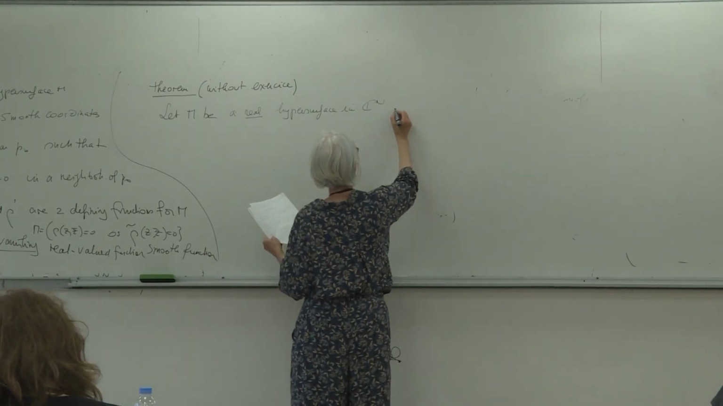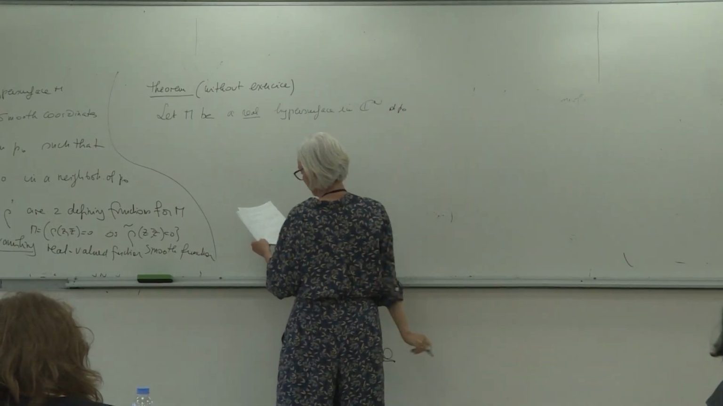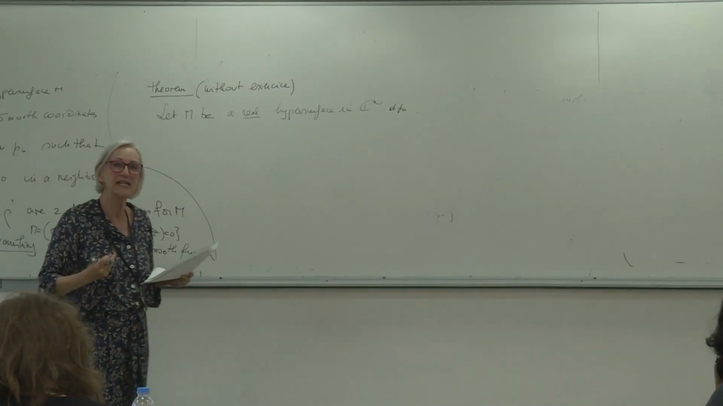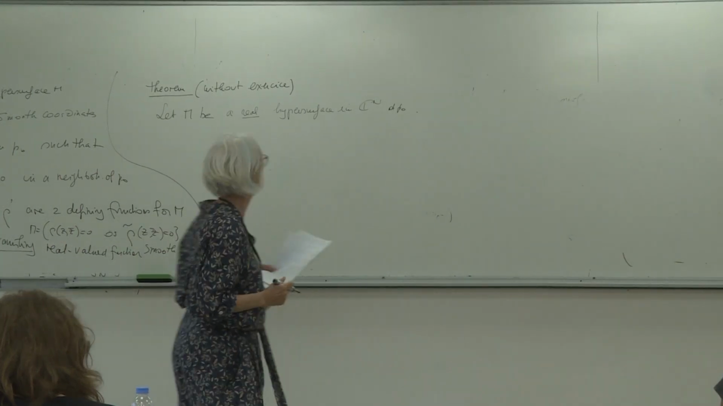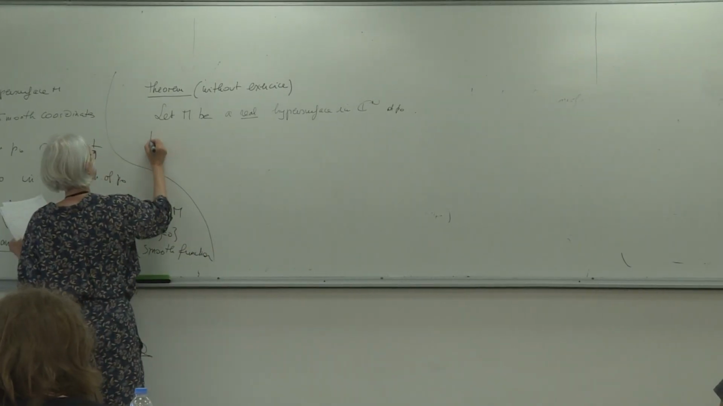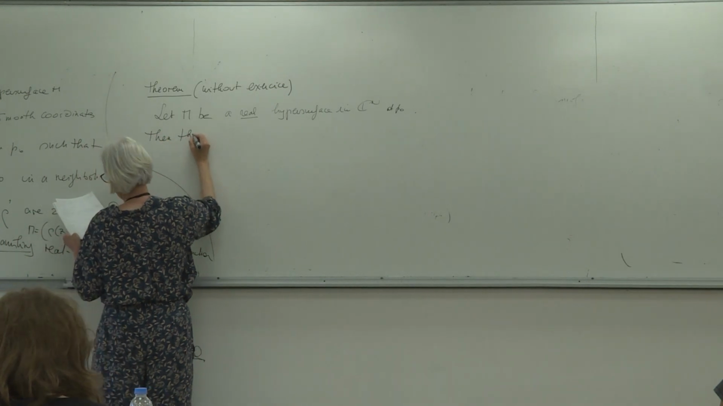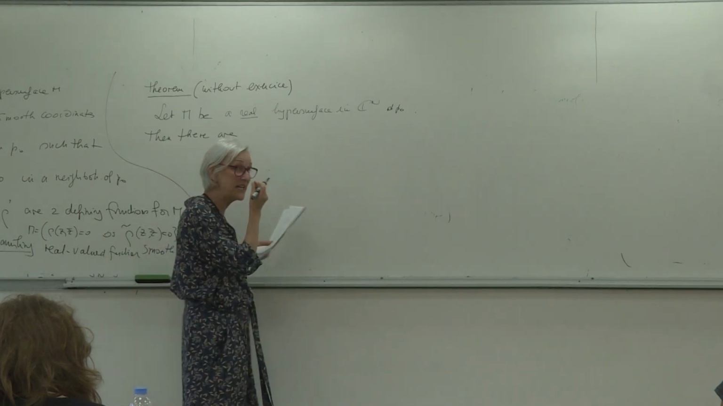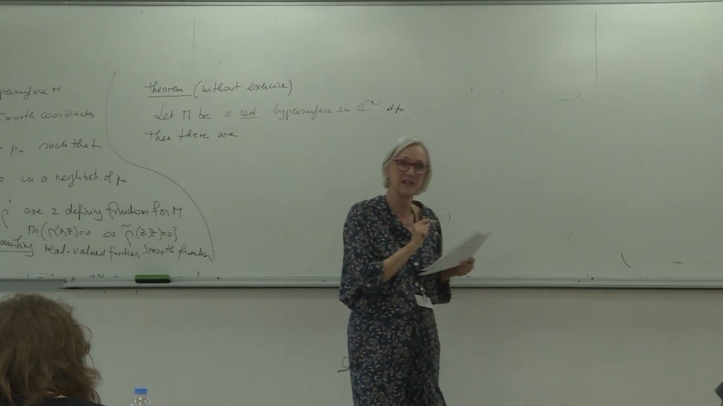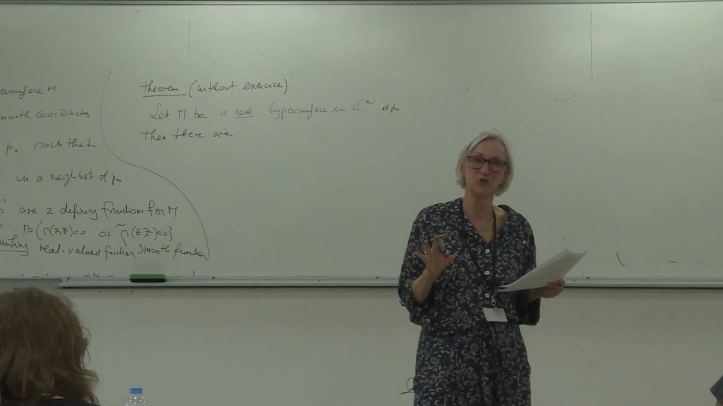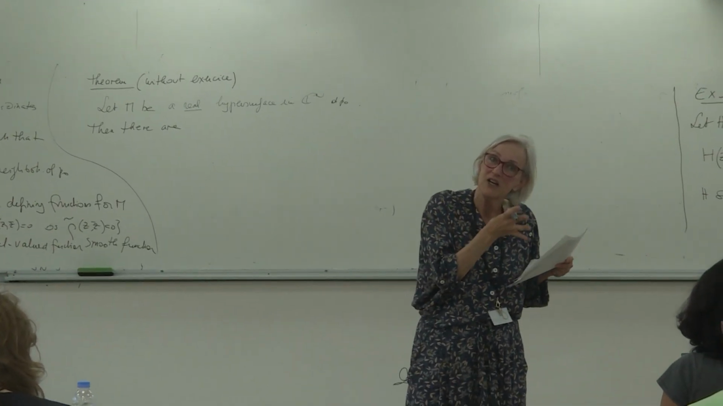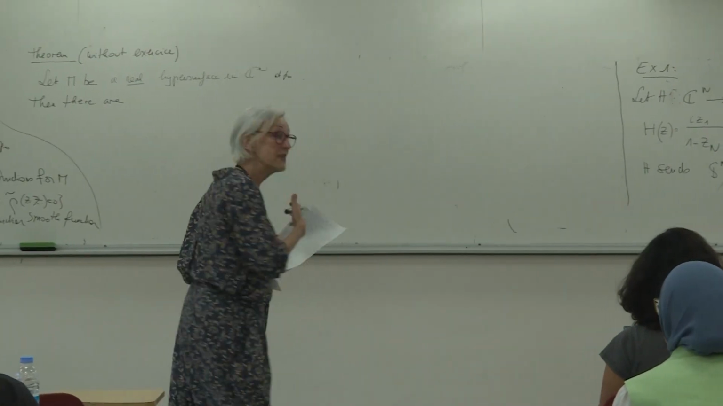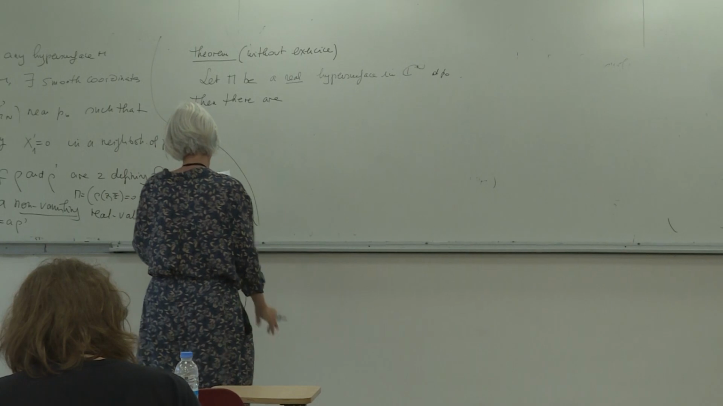At P naught, then I can find coordinates. What does it mean I can find coordinates? I can make a change of coordinates. Then there are holomorphic coordinates. That's very important. We are not interested in smooth coordinates because we want to understand the complex structure in Cn, right? So we are looking for holomorphic change of coordinates.